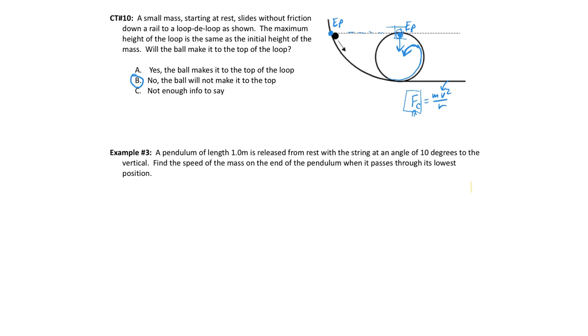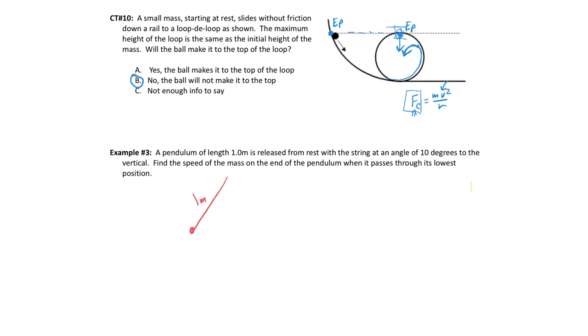Okay, let's go on. Let's look at a free response. We've done a couple of multiple choice now. So a pendulum of length 1 meter is released from rest with the string at an angle of 10 degrees to the vertical. Find the speed of the mass on the end of the pendulum when it passes through its lowest position. All right, so we've got a pendulum that has a length of 1 meter.